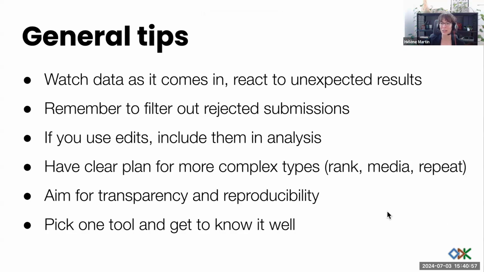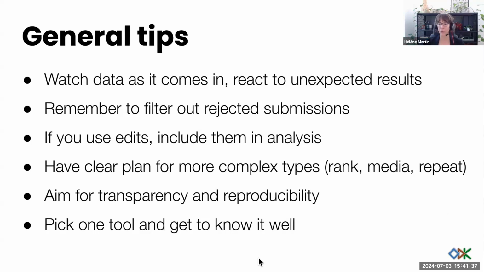Remember to filter out rejected submissions. This is something that we sometimes see made as a mistake. If you're using the rejection tools in Central, make sure that you're actually following up on that in your data product. Same thing with edits. You want to make sure that you're actually including them in your analysis, that you're doing your download after your edits, if you have that kind of process. Have a clear upfront plan for any more complex types that you might include: rank, media, repeats. People collect pictures, but they don't have a plan for what they're going to do with them. You really want to think about whether you are actually going to be able to use all of that media.